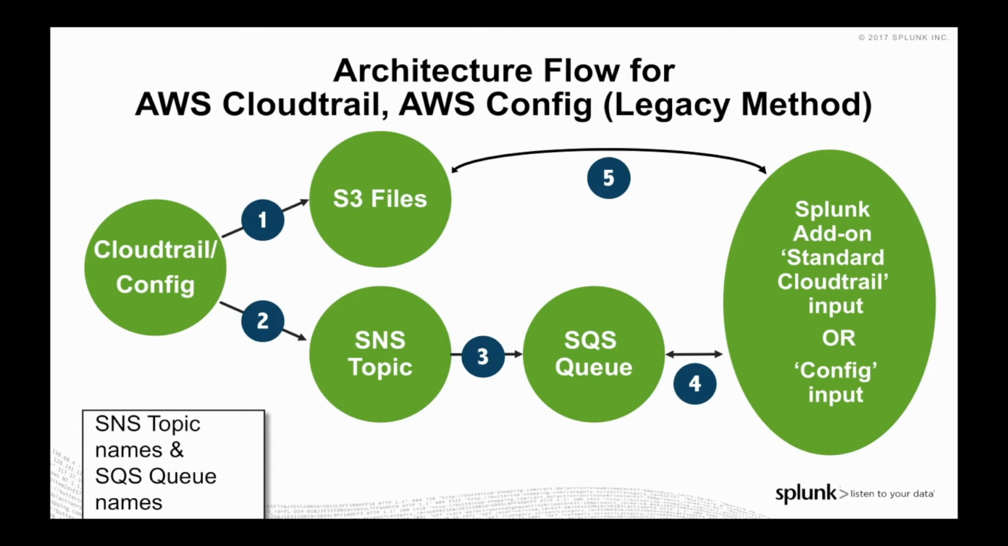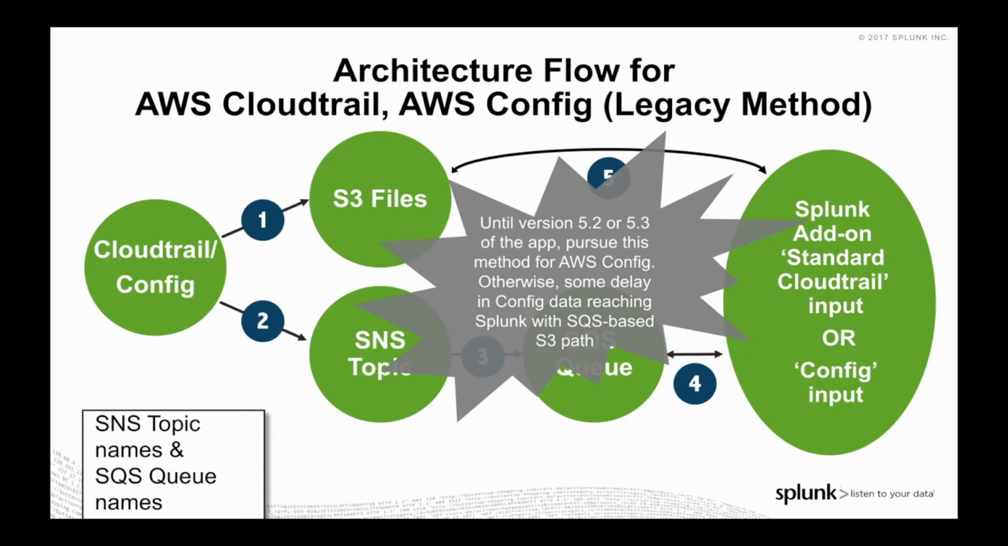So AWS Config is set up to write data to an S3 bucket. It also sends data to an SNS topic, which publishes to an SQS queue. The Splunk add-on then subscribes to that SQS queue to see when there are any updates, and then goes and fetches those updates with step 5. And until version 5.2 or 5.3 of the app is out, this is the method you want to pursue so that, again, data within the app is adequately represented.